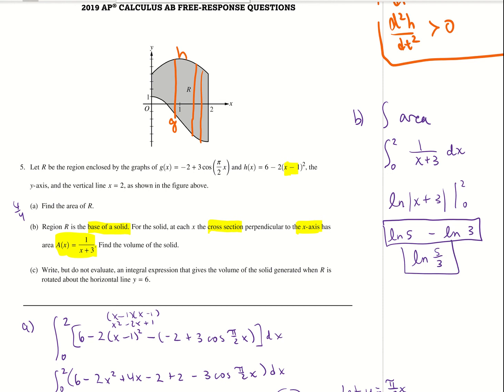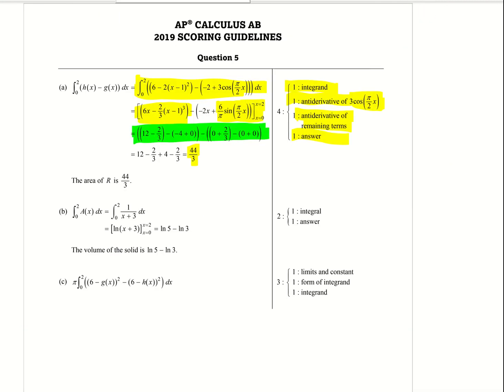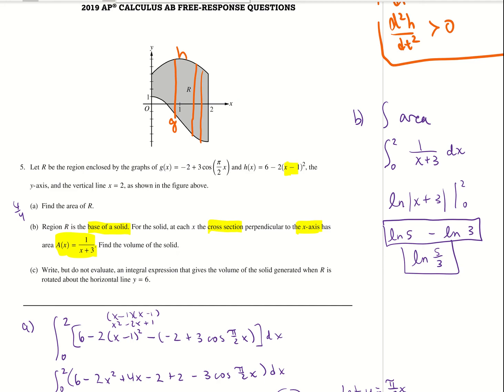Part C, write, but do not evaluate. Yay! That's great news. Oh, I guess we should compare. Let's see how we did on B. Okay, worth 2 points. The first point comes from the correct integral, which we had. The second comes from the final answer, which we had. And remember, you can have that in equivalent form. So we got 2 out of 2 points there.